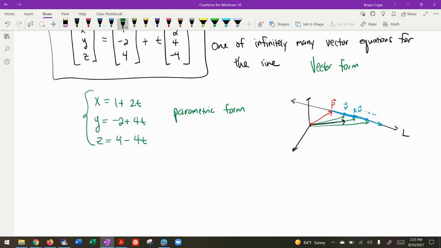So all you need is 2 points. With the 2 points, you can make a direction vector and then make your line equation.